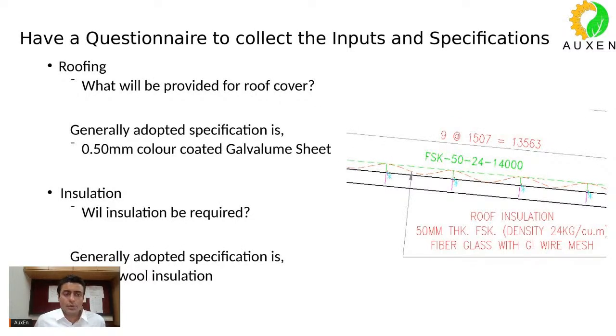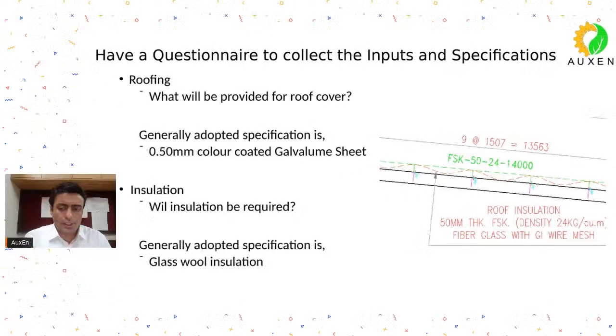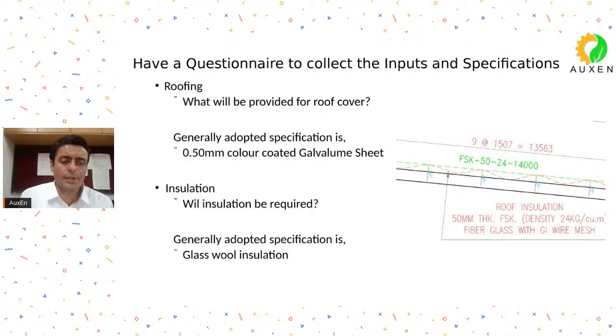Also understand what is going to happen in roofing, whether or not there will be any insulation. Generally insulation is provided for temperature control. So understand what specification of insulation will be provided. You may come up with glass wool or fiberglass wool, or there are a lot of insulations. Thermocol is also used in insulation. So always understand what type of insulation is going to be provided. This may add to your load actually, but nothing much from the structural viewpoint.